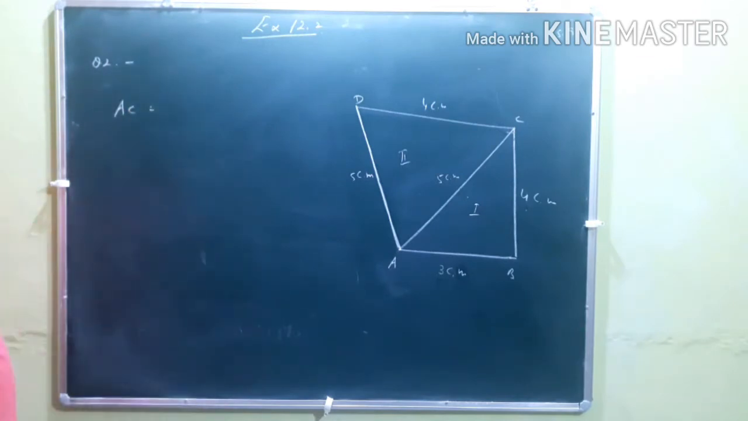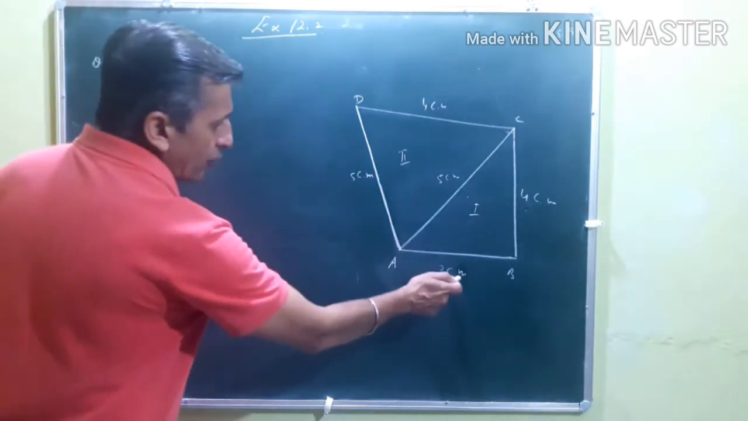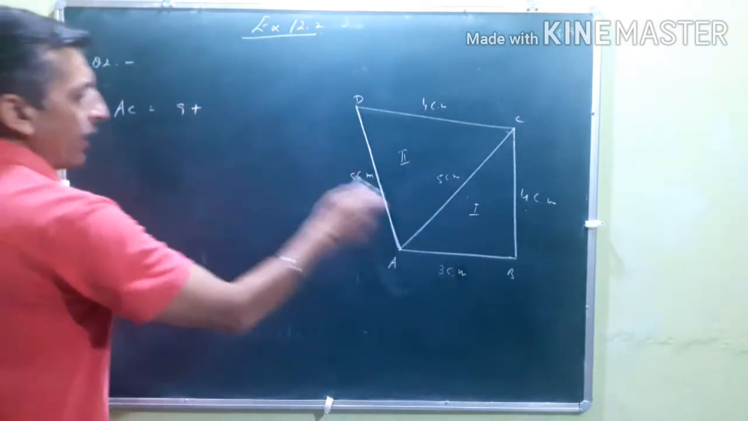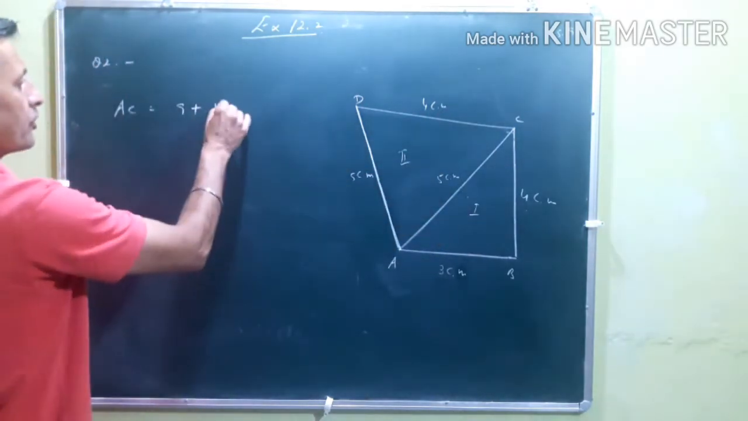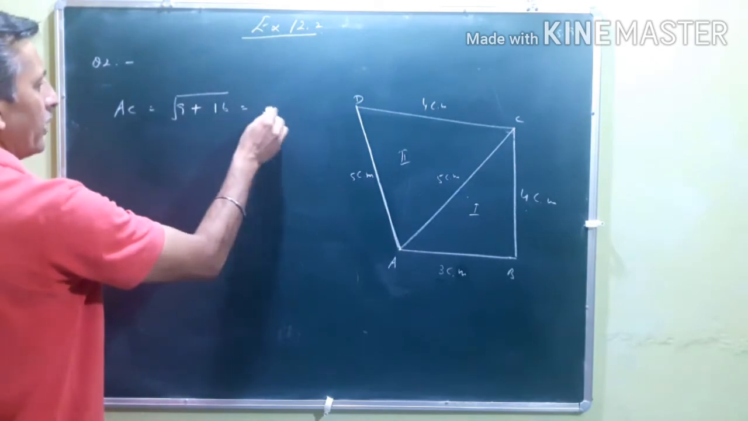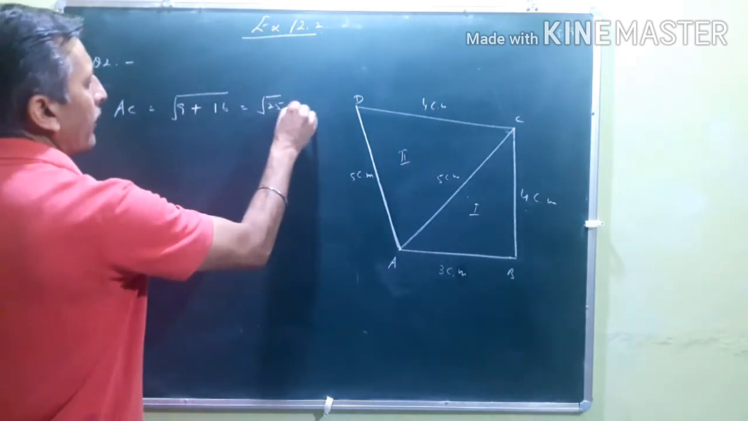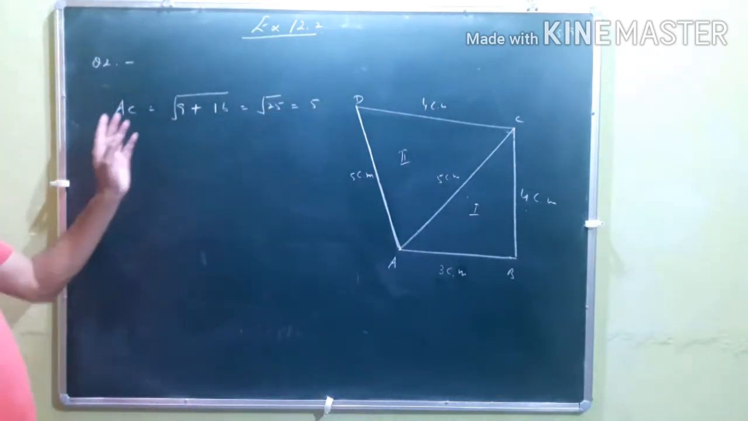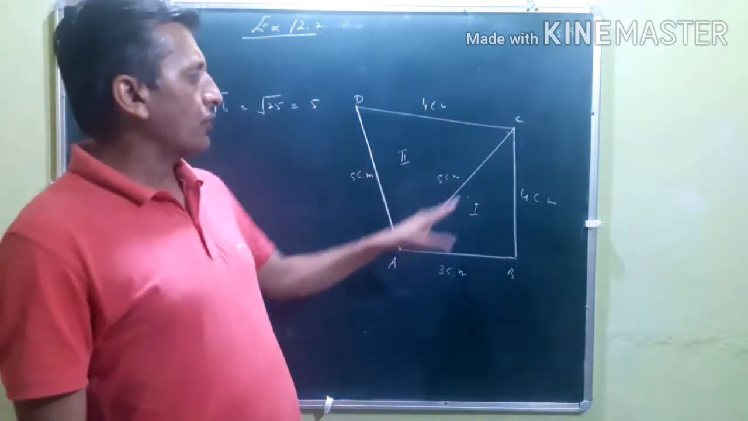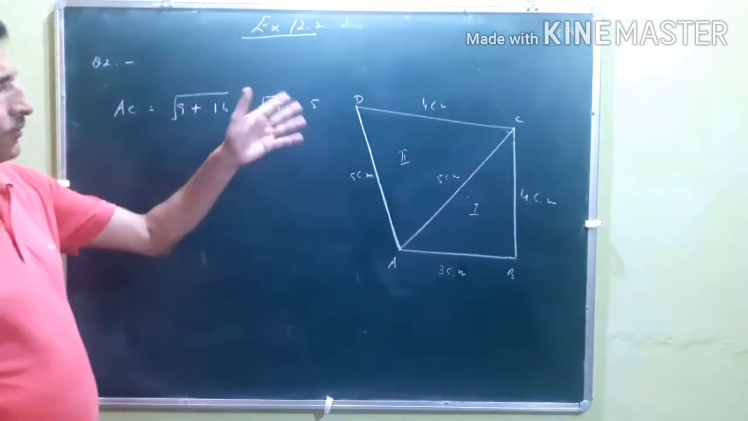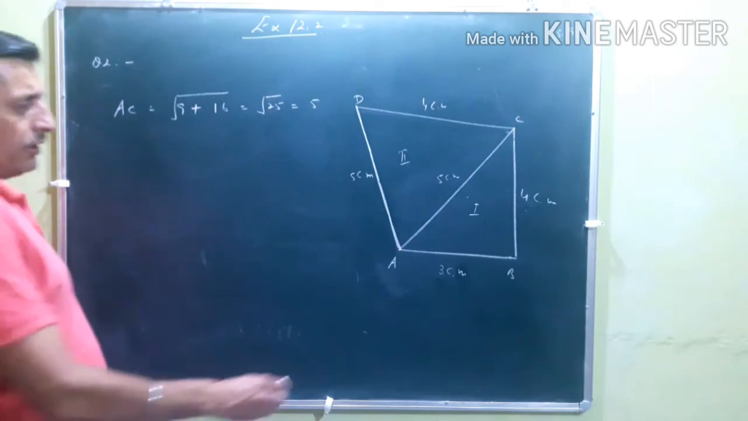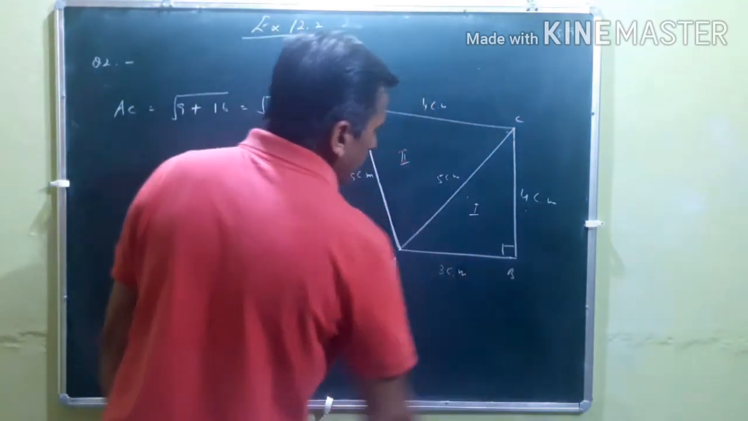See, AC is equal to the square root of 3 square, that's 9, plus BC square, that is 16, whole under the root, and that is equal to under root 25, which is equal to 5. So AC is equal to 5. So the hypotenuse is equal to this, which is already given as 5. So it shows that it is a right angle triangle.